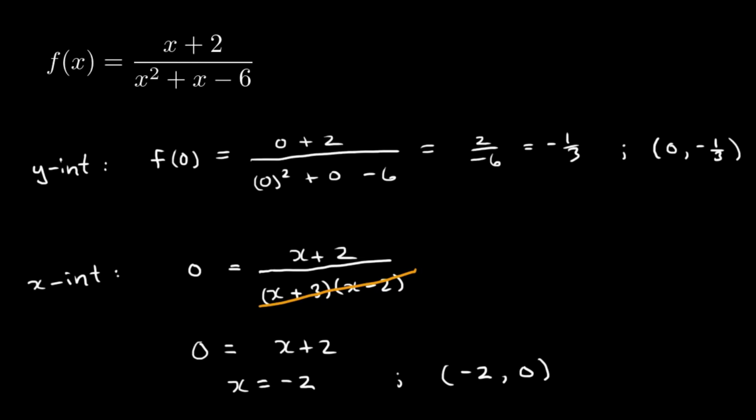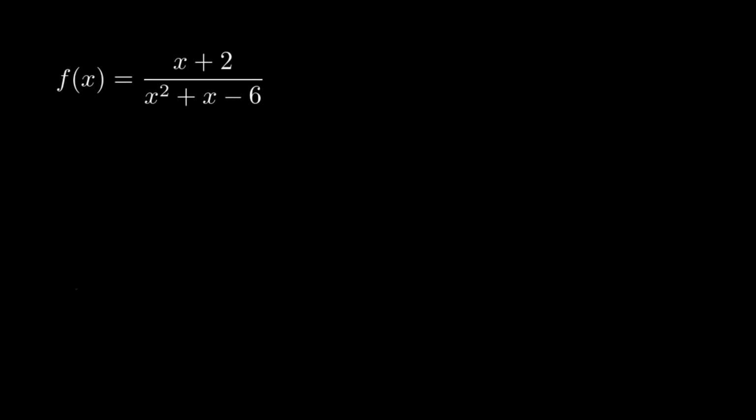So remember, when you're dealing with a rational function to find your x-intercepts or your roots, you're simply just examining the numerator. So whenever the numerator or the top can be equal to 0, that's where you'll find your x-intercepts. Okay, now let's look for our vertical asymptotes. And since we have a quadratic in the denominator, there's actually 2 vertical asymptotes. And remember, vertical asymptotes occur when the denominator can be equal to 0.